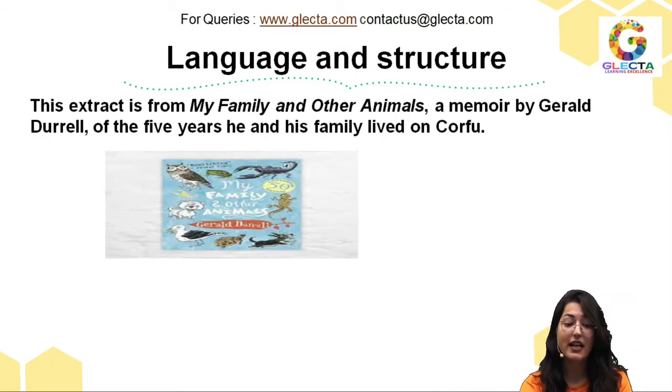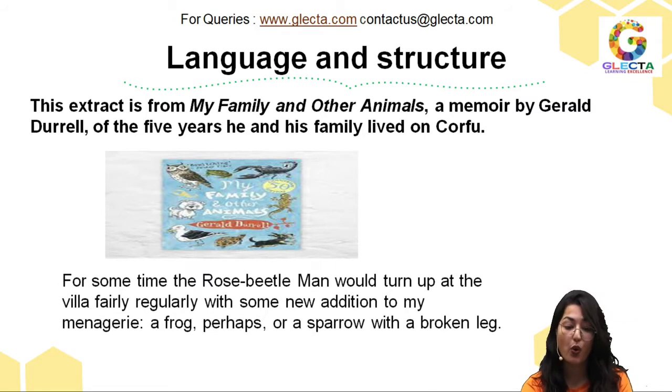This extract is from My Family and Other Animals, a memoir by Gerald Durrell. For 5 years, he and his family lived in Corfu. Now I have started reading the extract, so just read it with me, okay? For some time, the rose beetle man would turn up at the villa fairly regularly, with some new addition to my menagerie. A frog, perhaps, a sparrow with a broken leg. First of all, menagerie means a collection of different kinds of birds and animals.